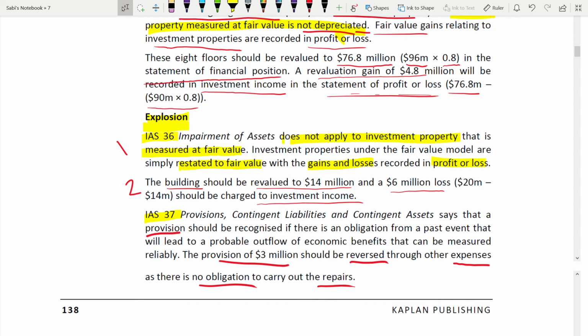Likewise for provision we have mentioned through other expenses, because in the case study it has been mentioned that provision is recorded in other expenses, so now you have to take it out from other expenses. Reverse it. Why will the provision not be recorded? Clearly they have told there is no obligation, because the definition itself says there should be an obligation from a past event, but there is no obligation to carry out the repair of the building. It's your choice whether you want to do it or not, but you don't have an obligation to repair it. Therefore, a provision should not be recorded.